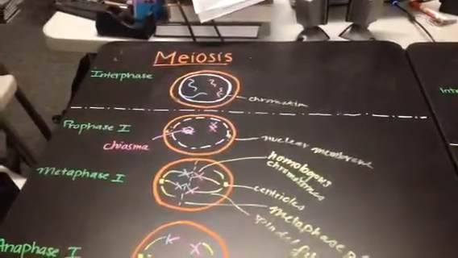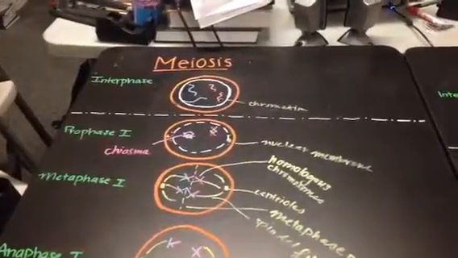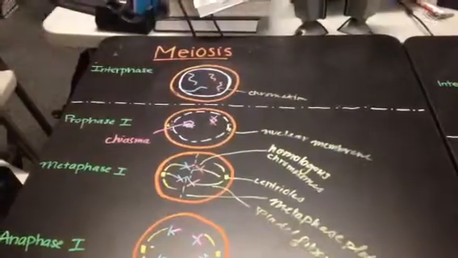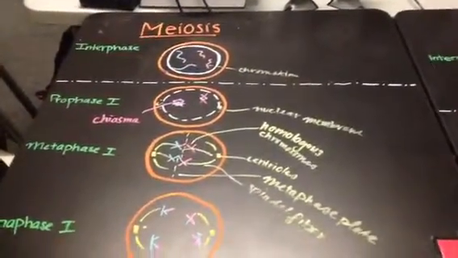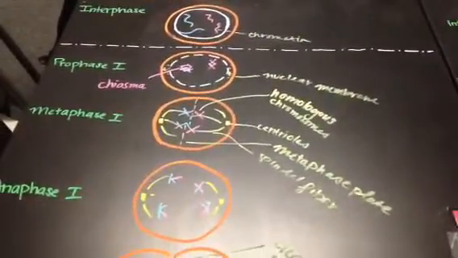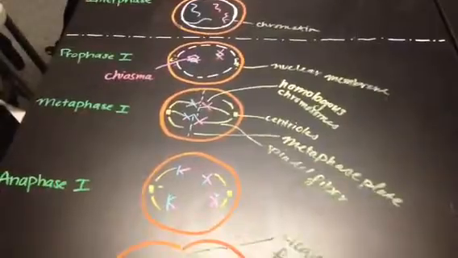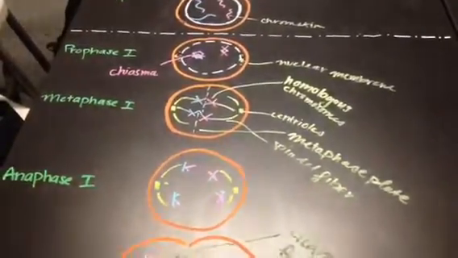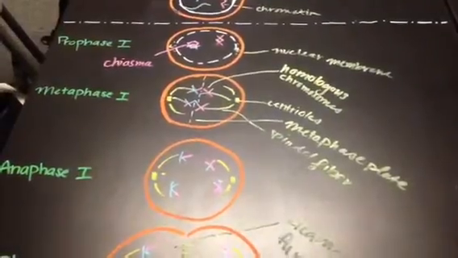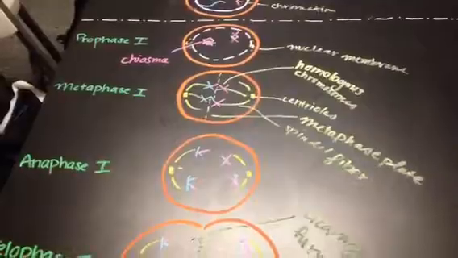When we move into meiosis in prophase 1, the nuclear membrane begins to dissolve, and crossing over happens at the chiasma. A chiasma is the location where crossing over occurs. Now moving on to metaphase, the spindle fibers begin to attach themselves to the homologous chromosomes at the centrioles, and the homologous chromosomes line up at the metaphase plate.